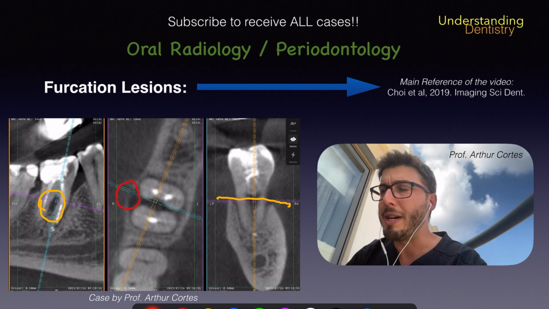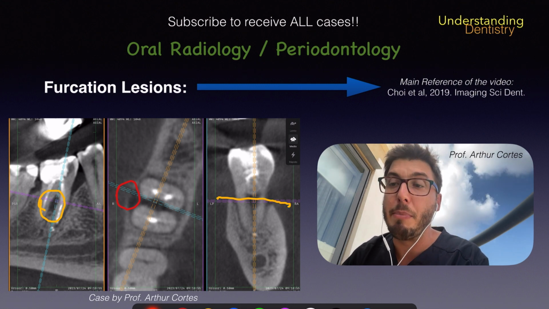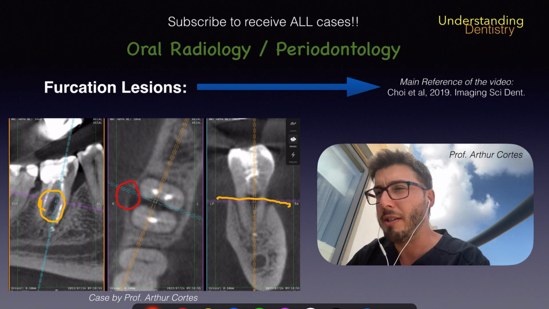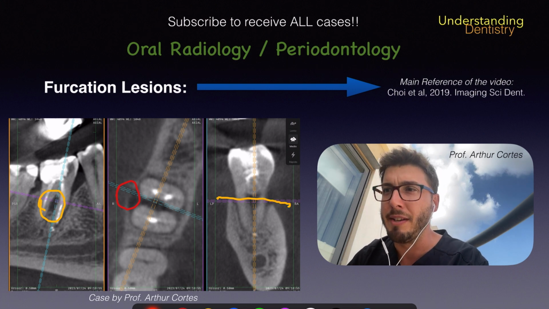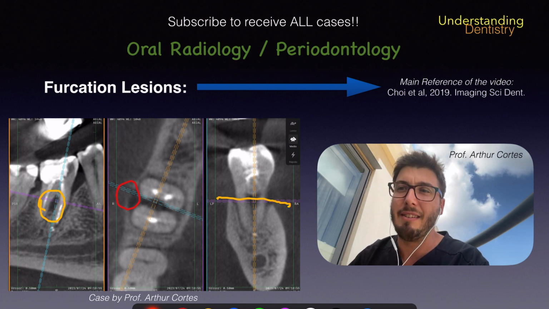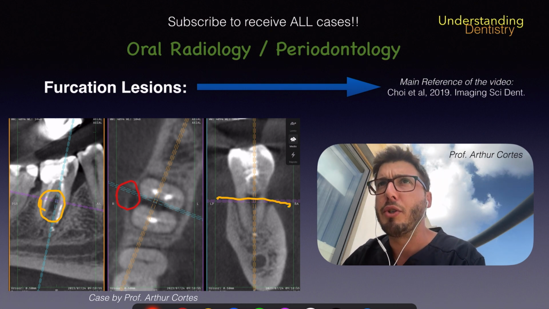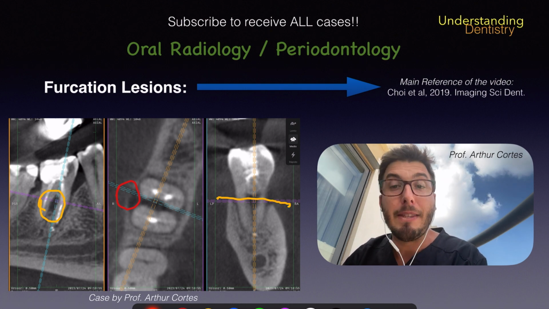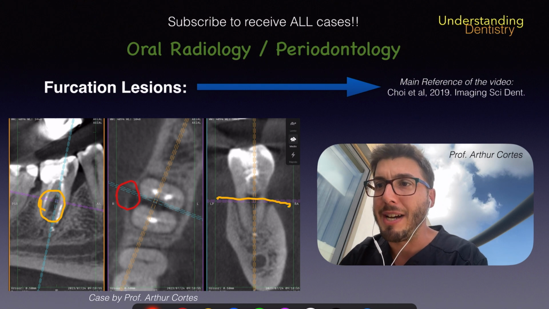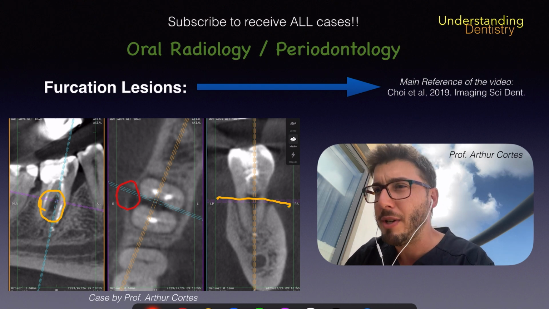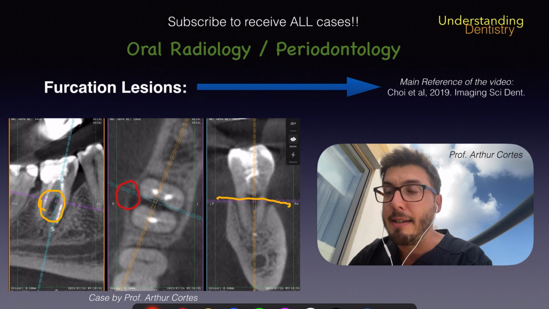So of course you could try something a little bit more conservative. If the patient is elderly, we want to avoid the extraction, or the patient is undergoing chemotherapy, for example, and then of course the extraction could lead to osteonecrosis. And depending on the case, we could of course try a more conservative approach to avoid the extraction. But it depends on the case, right?